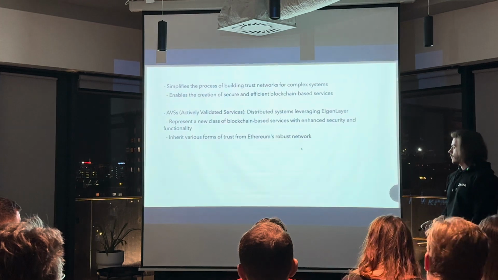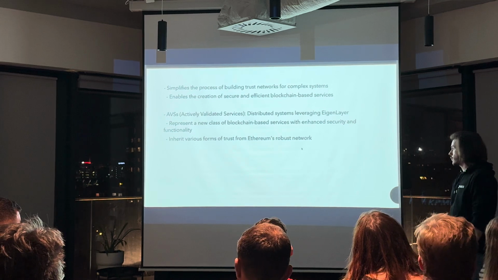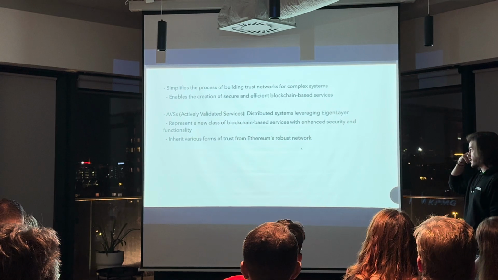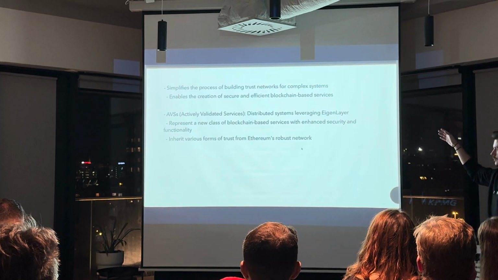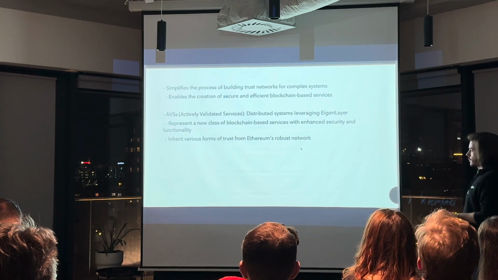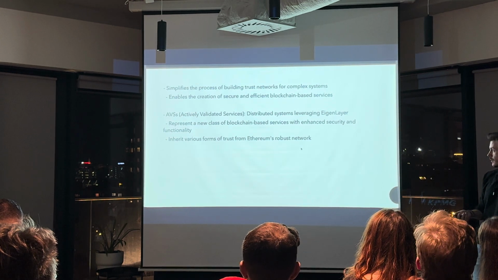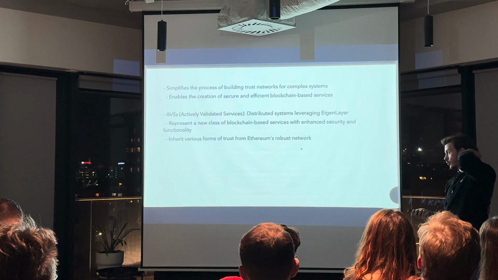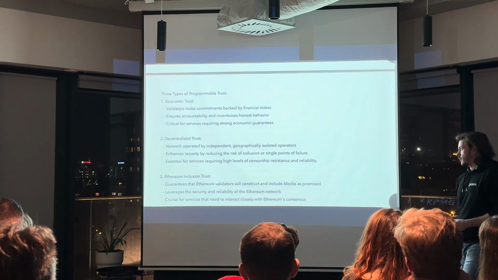So, as we said, it simplifies the process of building trust networks for complex systems and enables the creation of secure and efficient blockchain-based services. As we mentioned, these AVSs stand for actively validated services, so distributed systems leveraging, in this case I wrote EigenLayer, but it can also be Karak, Symbiotic, or any other restaking platform. And these represent a new enabled class of blockchain-based services. And as I said, they inherit various forms of trust, not only from Ethereum's robust network, but in the case of EigenLayer, they are pooling from the staked Ether pool, so the same pool of Ether that is securing the Ethereum consensus. So we have three types of programmable trust.